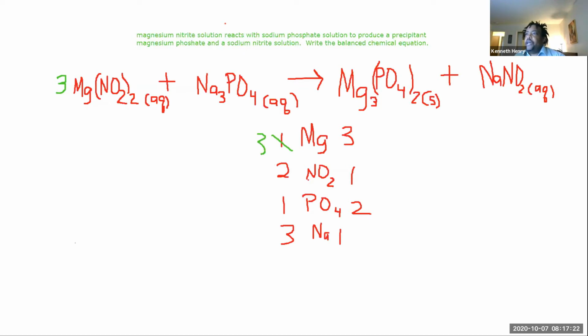Judy, how many nitrites do I have now? Since you have two nitrites, you'll be multiplying that coefficient by that subscript. So it'd be six nitrites. Okay. Cool. So I have magnesium, it's three and three on both sides. Let's see.